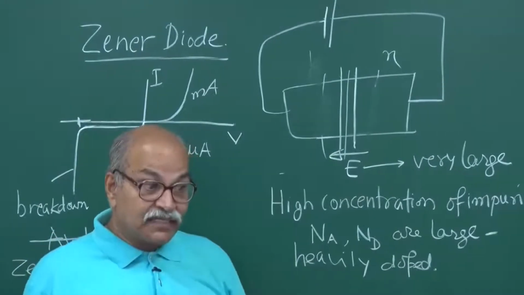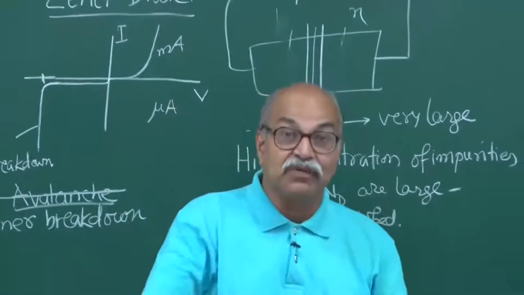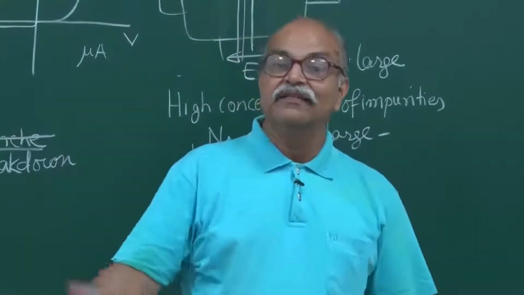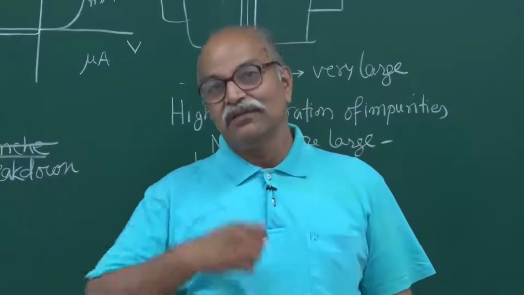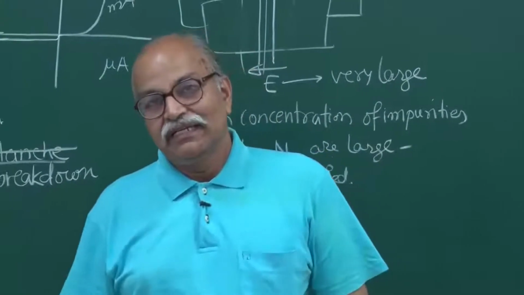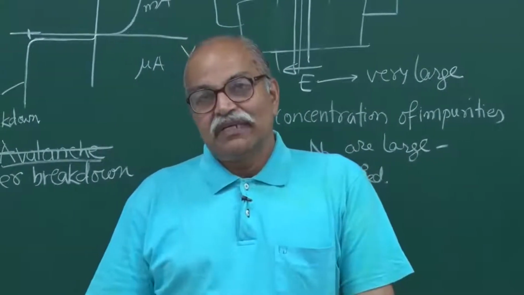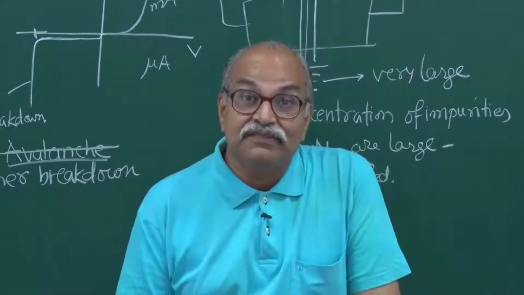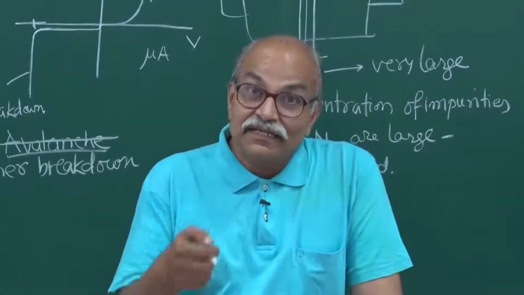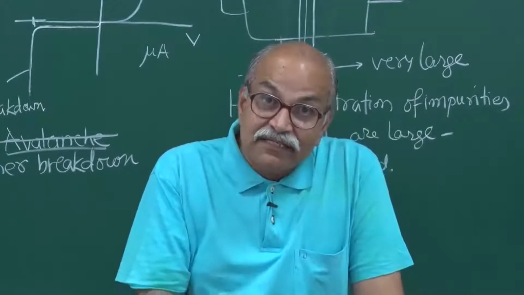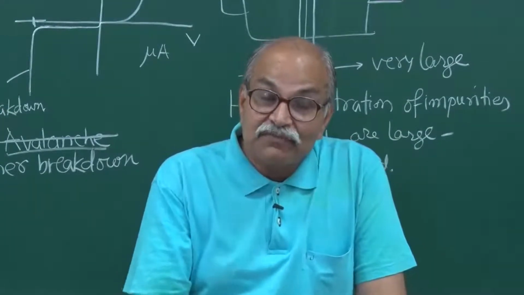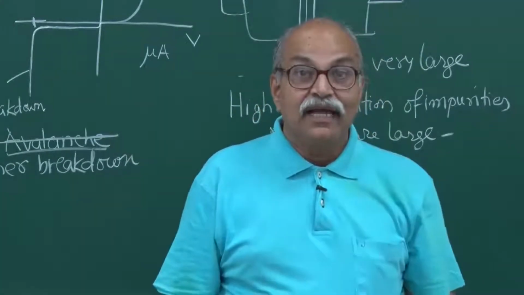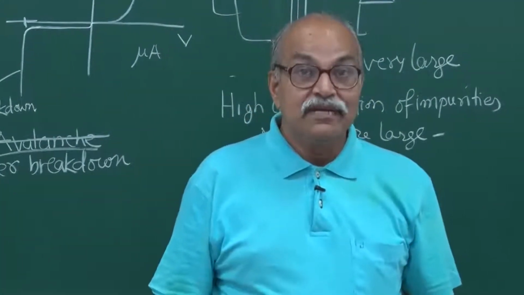Now high electric fields themselves can break the bonds. It's not that this high electric field will accelerate the electrons or holes and they will collide and create these electron-hole pairs. Not necessary. If the electric field is strong enough, then that electric field itself can take this electron from valence band to conduction band, that bond can be broken and a new electron-hole pair can be created.